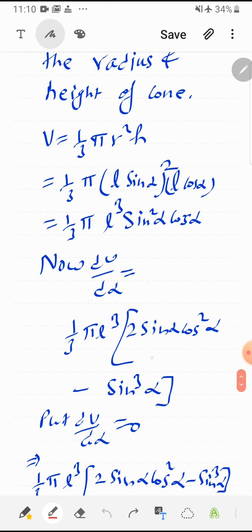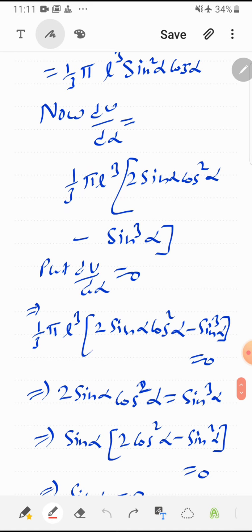Now differentiating this, 1 by 3 pi L cube is common, it is constant. Inside the bracket I am applying the product rule, so that when I am putting dV upon d alpha equal to 0, this expression becomes 0.